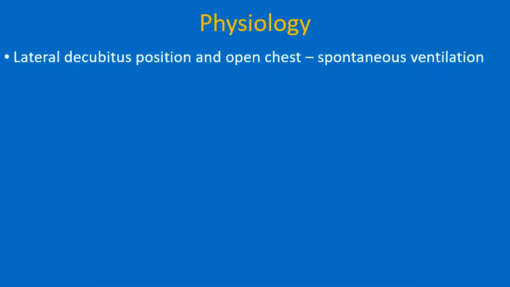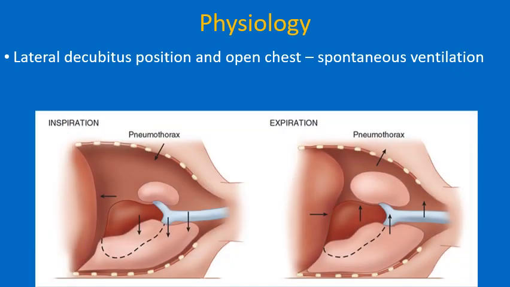Now coming to lateral decubitus position when the chest is open and the patient is breathing spontaneously. What will happen? We shall see the physiology. Here the chest is open and the patient has assumed the lateral position. Whenever the chest is open, it becomes an open pneumothorax. Because there is no negative intrathoracic pressure, the lung tends to collapse.